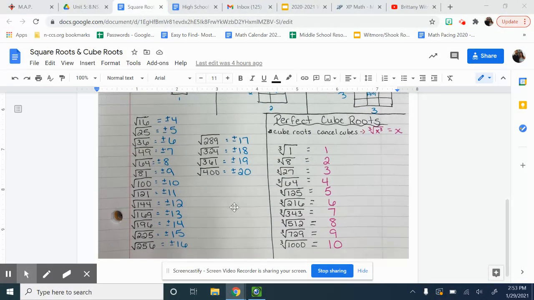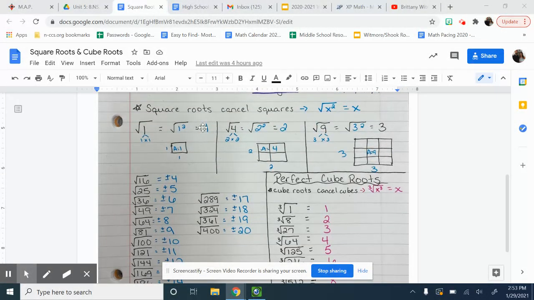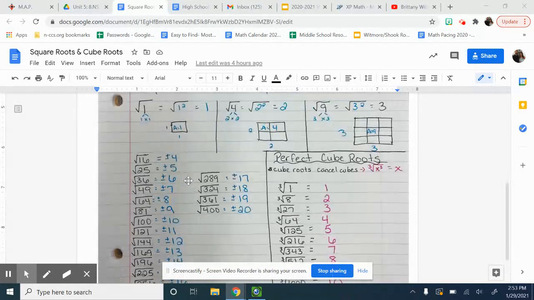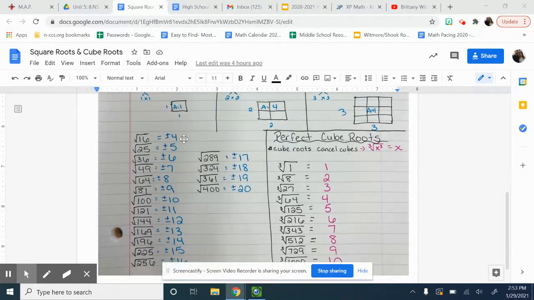The square root of 16 is positive or negative 4. Now, your 3 that I just showed you right here could actually have the positive and negative sign in front of it, and I forgot to write that. I'm sorry. Because positive 4 times positive 4 gives you 16, but negative 4 times negative 4 also gives you positive 16.